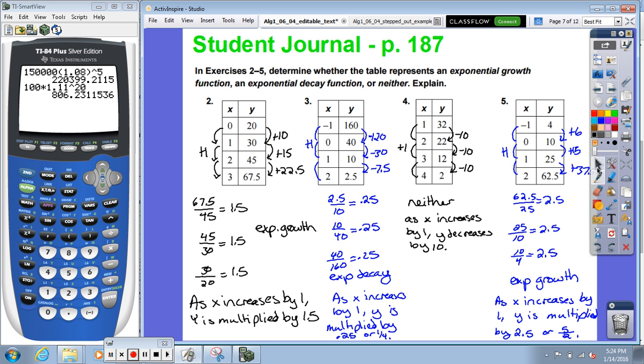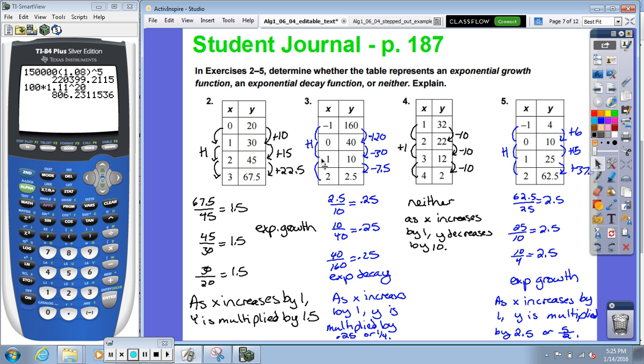Okay, so here I have it all worked out. So hopefully you looked at this and you noticed it's going up by 1. Here it was going up by 10, by 15, by 22.5. So this number was not consistent, so we can assume it is exponential growth. So now I took the bottom number divided by the number before it. I got 1.5. 45 divided by 30, I got 1.5, and 30 divided by 20, and I got 1.5. I was working my way back up. So as x increases by 1, y is multiplied by 1.5. So our answer is exponential growth and this description.